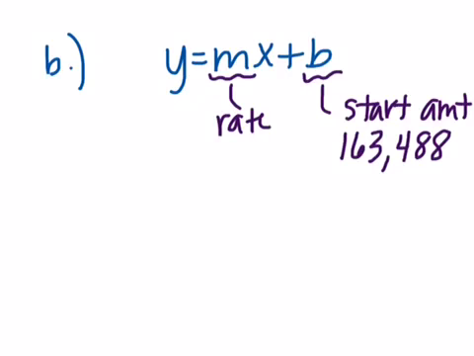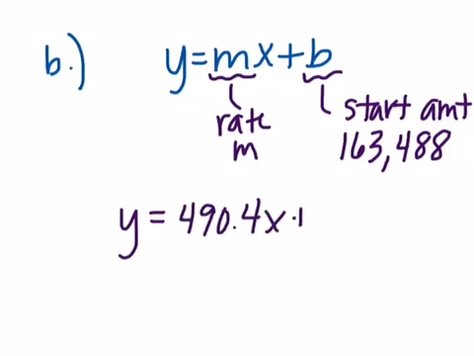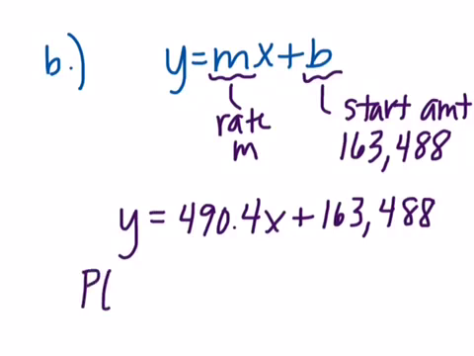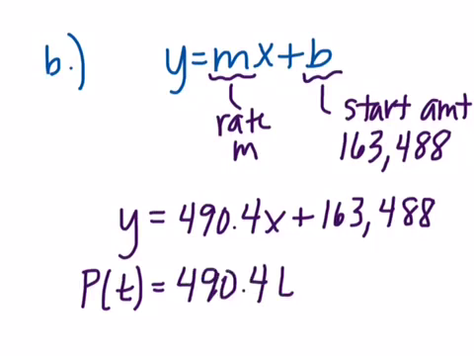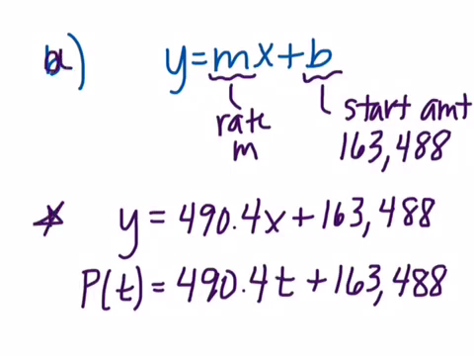And we just found our slope. So let's go ahead and plug it in. Our slope was 490.4. And our starting population, 163,488, and that's perfect. If you wanted to use t for time and p for population, it would look like this, using function notation. I'm sorry, that was part A still. So there's your equation, either of those two equations.